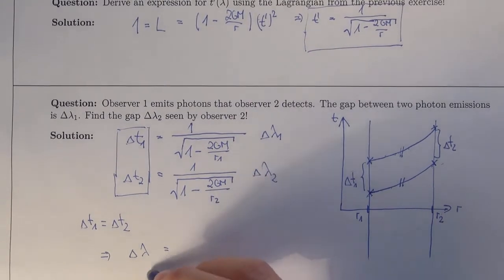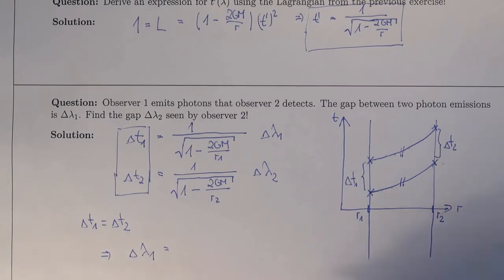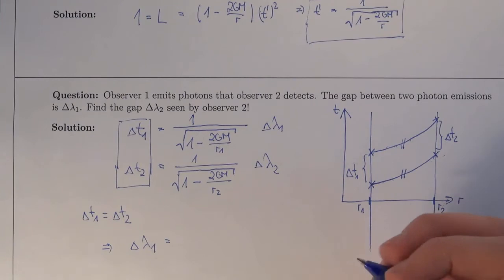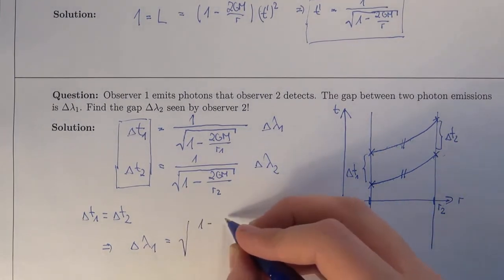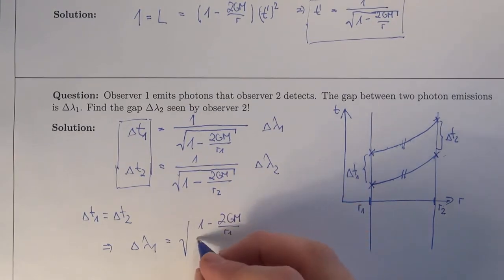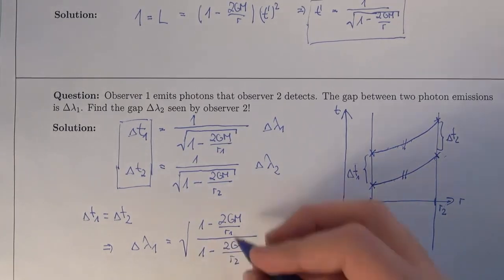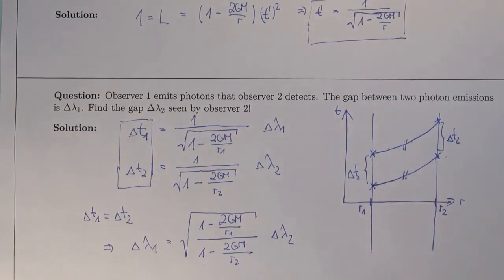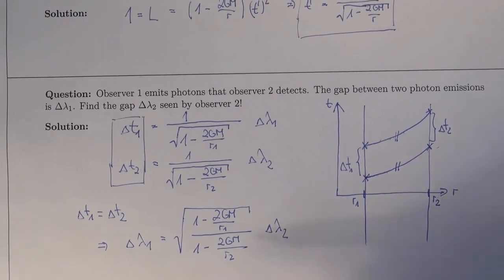We find that delta lambda 2 then is... no, we have to write it a little differently. We say that this is delta lambda 1, which will prove easier in the next exercise, that this is exactly the big square root of 1 minus 2GM divided by r1 over 1 minus 2GM divided by r2, times delta lambda 2.